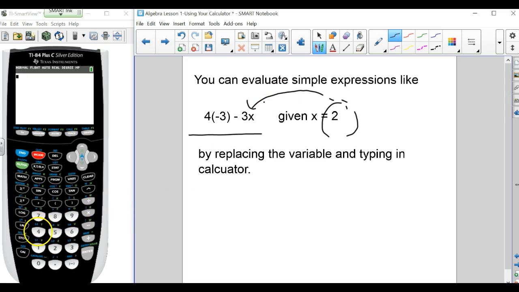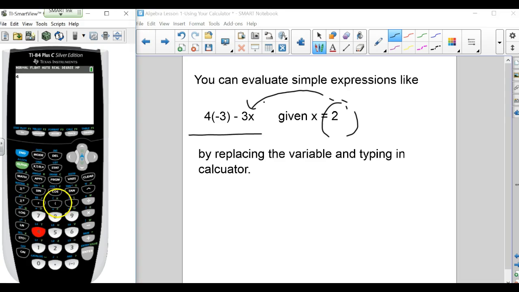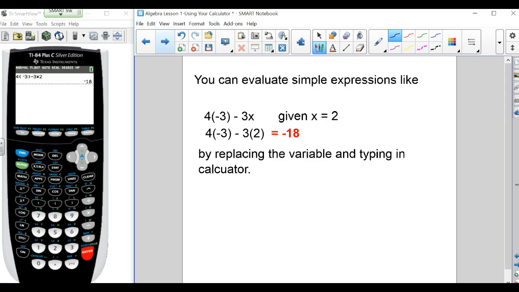We'll come over and just do it in our calculator. It's going to be 4 times negative 3, close your parenthesis for that, minus 3, and now 3x means 3 times 2, so we're going to go 3 times 2, hit enter, and it's easily done. The answer is negative 18.